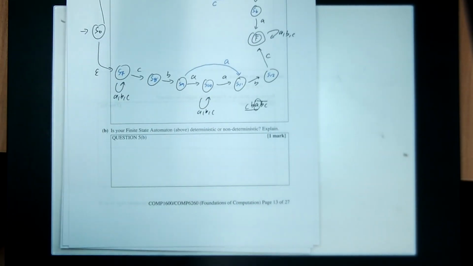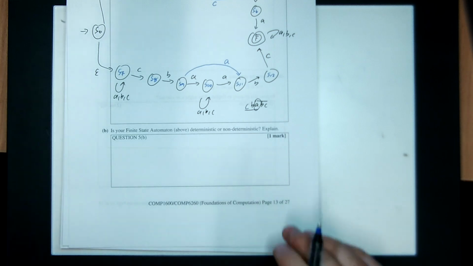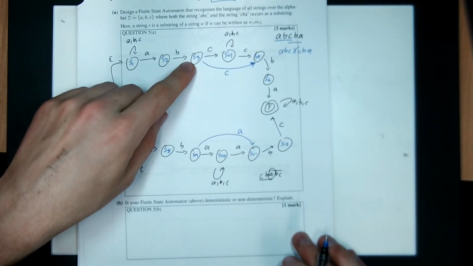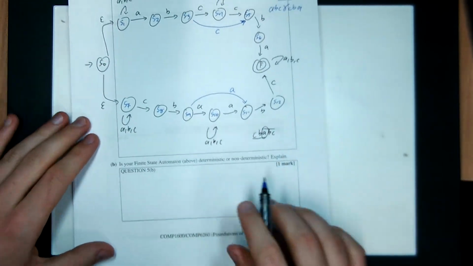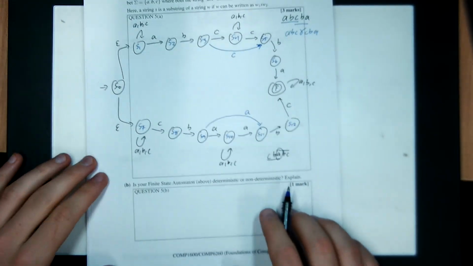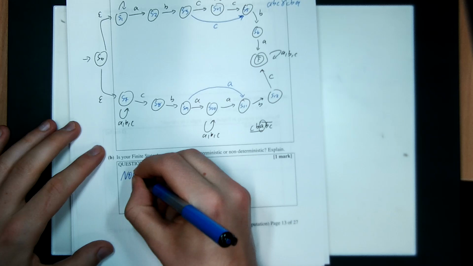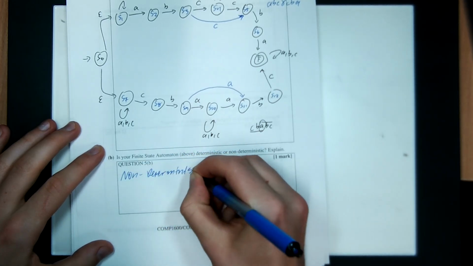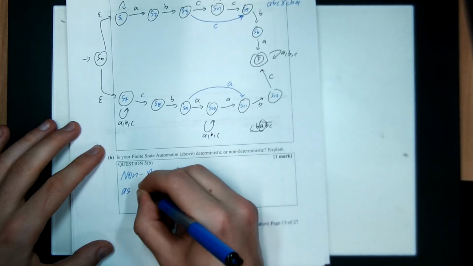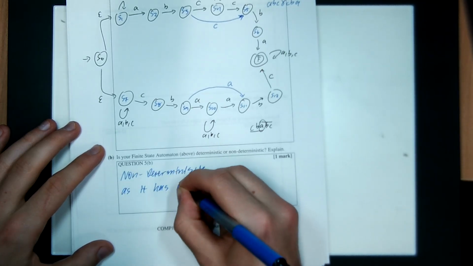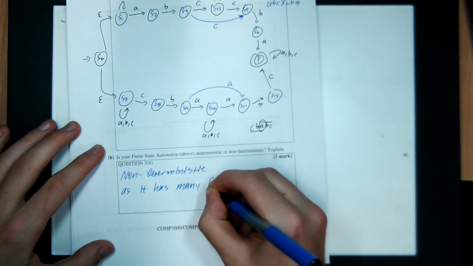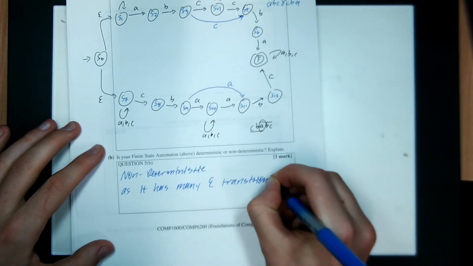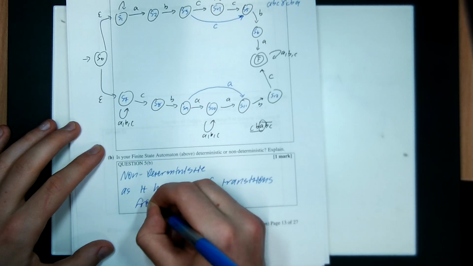Is your finite state automaton deterministic or non-deterministic? Well, it's super duper non-deterministic because S3 has two C transitions. Well, alternatively, because this is an epsilon NFA, maybe that's a better answer. So non-deterministic, as it has many epsilon transitions from S0.